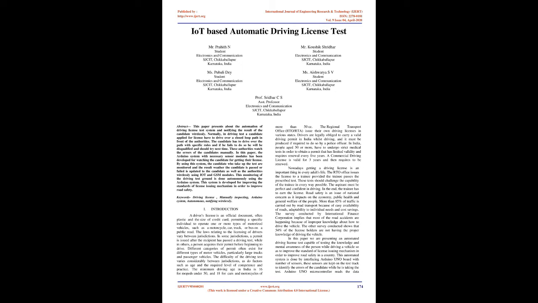Normally, in a driving test, a candidate applying for a license has to drive over a closed-loop path in front of the authorities. The candidate has to drive over the path with specific rules, and if he fails to do so he will be disqualified and should try next time. These authorities watch the errors of the candidates manually.